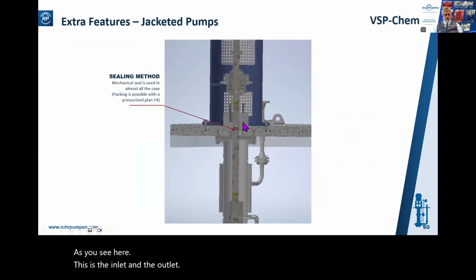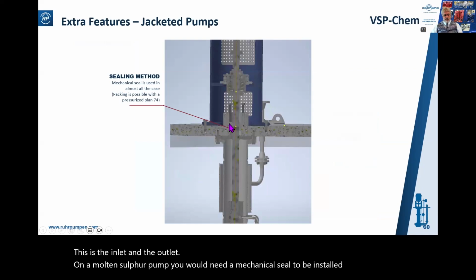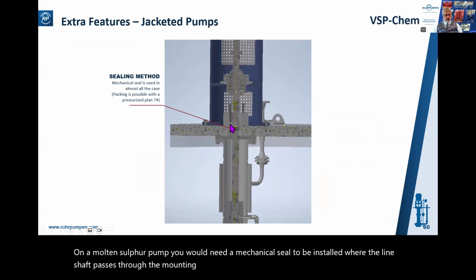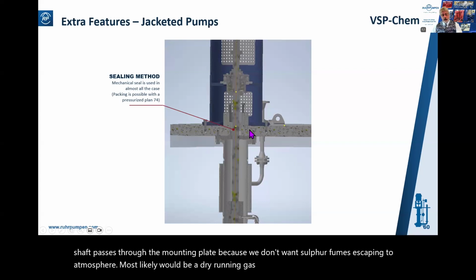On a molten sulfur pump, you would need a mechanical seal to be installed where the line shaft passes through the mounting plate, because we don't want sulfur fumes escaping to atmosphere. Most likely would be a dry running gas seal, but it could be a liquid seal.